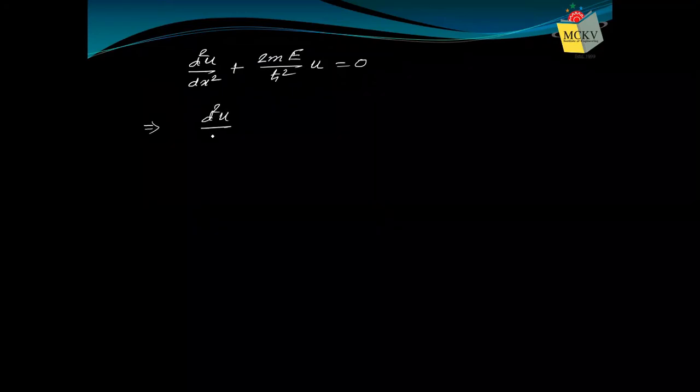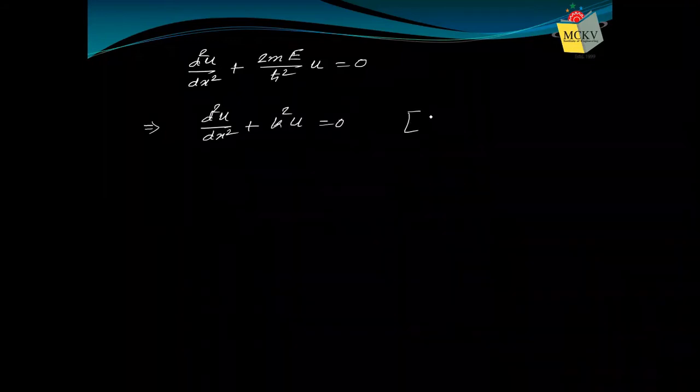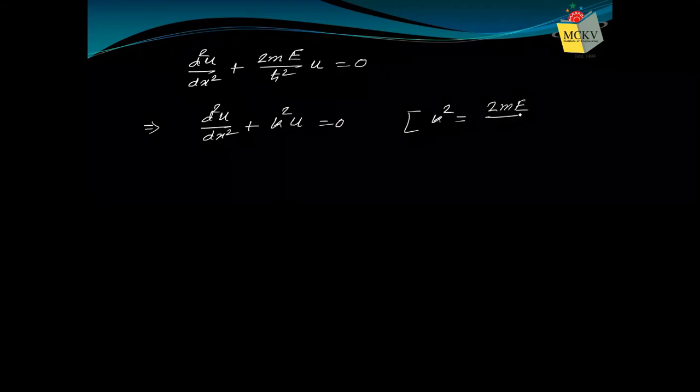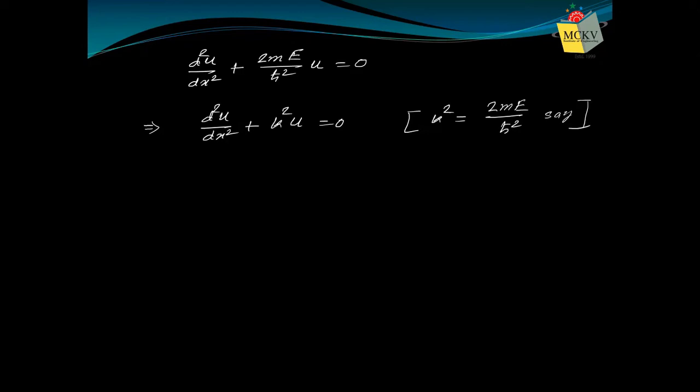This can be simplified more as d2u/dx2 plus k squared u. What I have taken is k squared equals 2mE by h cut squared. For simplicity, I am taking 2mE by h cut squared, because the mass of the particle is constant, the total energy of the particle is constant, h cut squared is constant. The whole thing is a constant, so I am taking it as another constant, k squared. So we get the second order differential equation d2u/dx2 plus k squared u equal to 0.